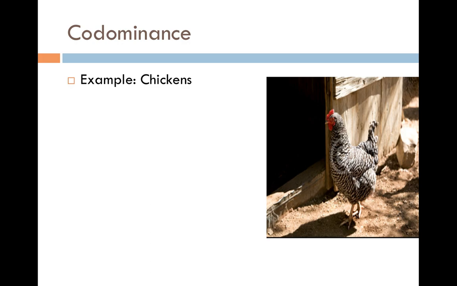This chicken that you see in this picture is called an erminette chicken. As you can tell if you look at the picture, it has this kind of striking coloration. It has black feathers and white feathers in a beautiful alternating pattern. And that's because of codominance.